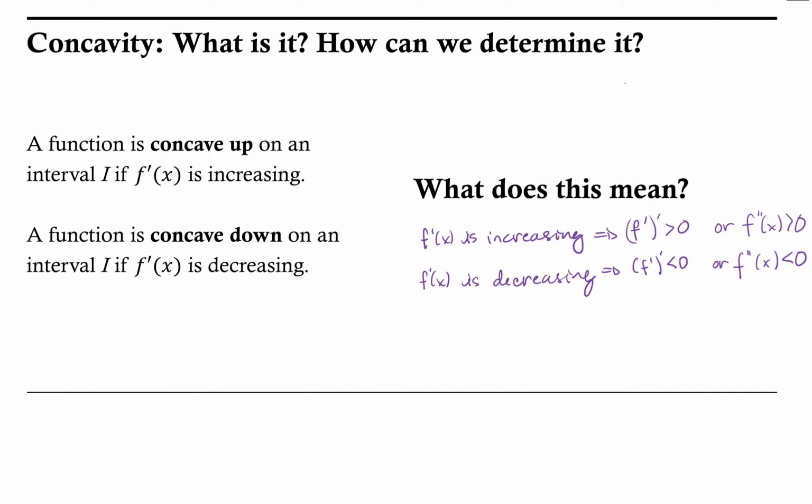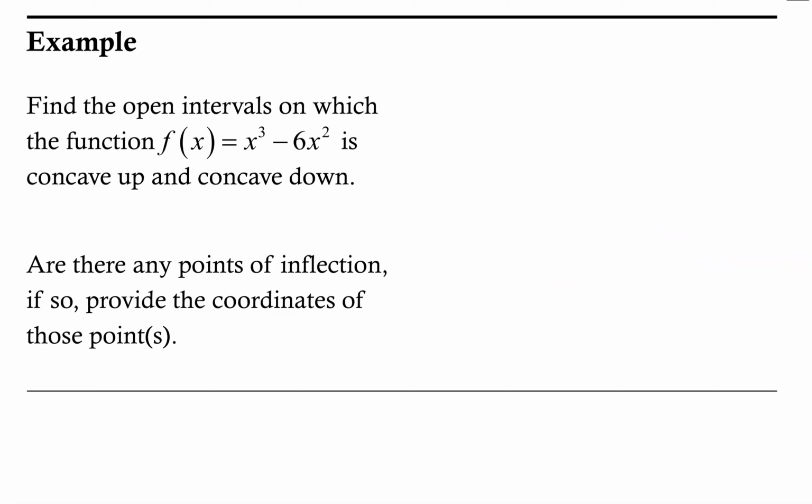So let's take a look at an example. Let's look at finding the open intervals on which a function f of x equals x cubed minus 6x squared is concave up and concave down. We also want to consider, are there any points of inflection? If so, provide coordinates of those points. So to determine where a function is concave up or concave down, we need to consider the critical points of the second derivative.